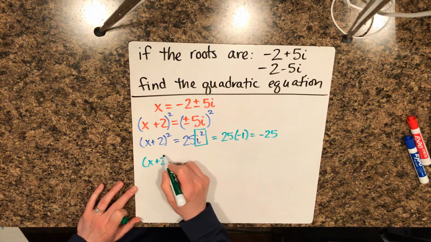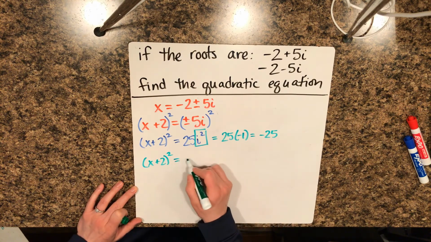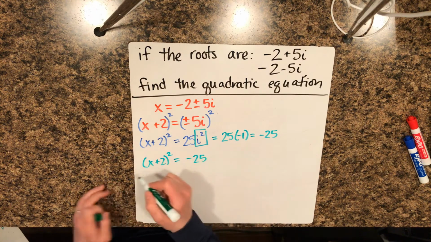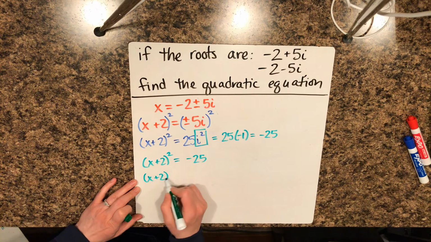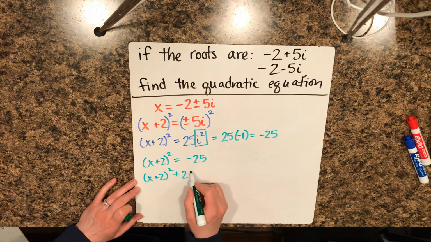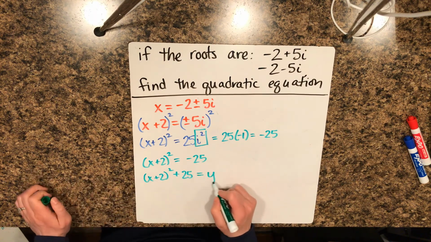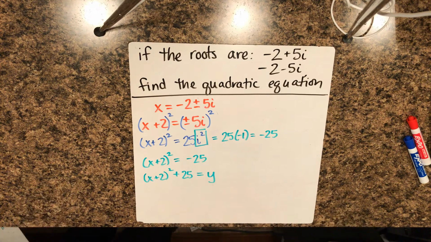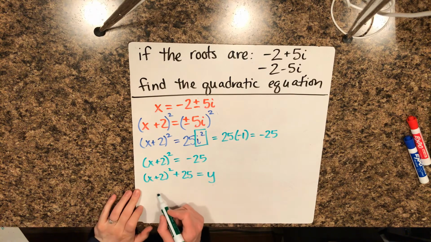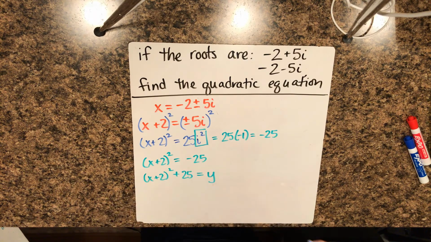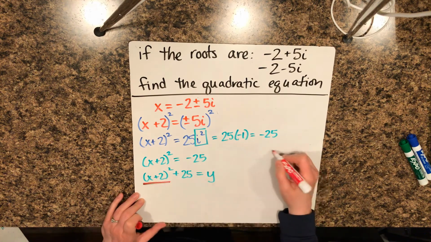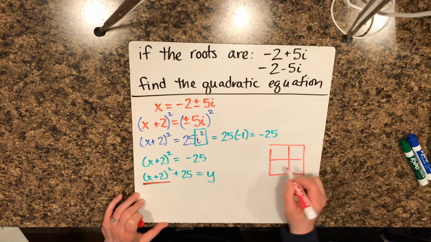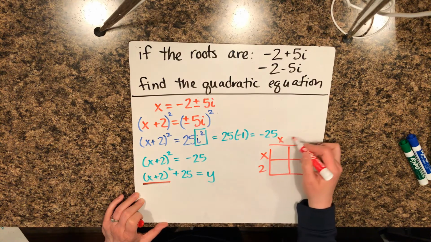So I still have this x plus 2 squared equals -25, but I'm trying to write an equation here, so I want to move it to the other side. x plus 2 squared plus 25 equals 0, but really we want an equation that's equal to y. Now when you looked at your choices, all of your choices were in standard form. So all you have to do is simply multiply this out. Some of you can do that in your head. Some of you still like to use the generic rectangle. Either way is fine.